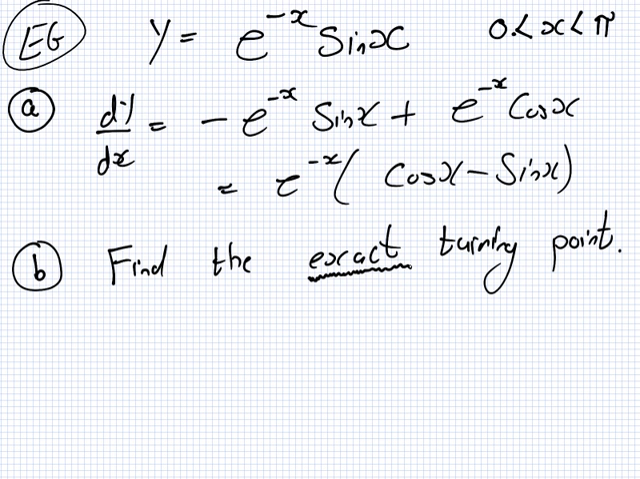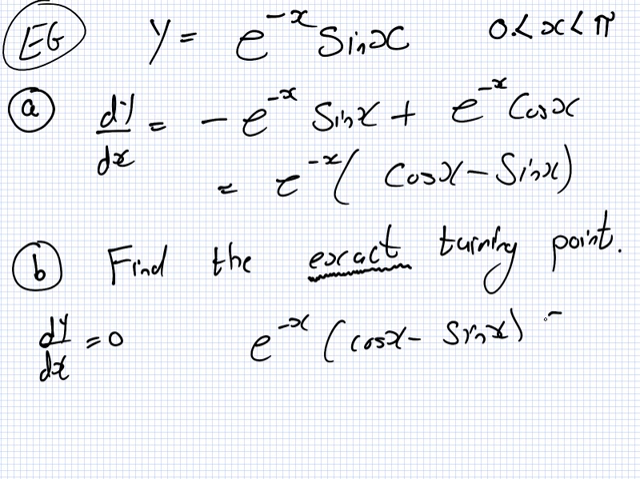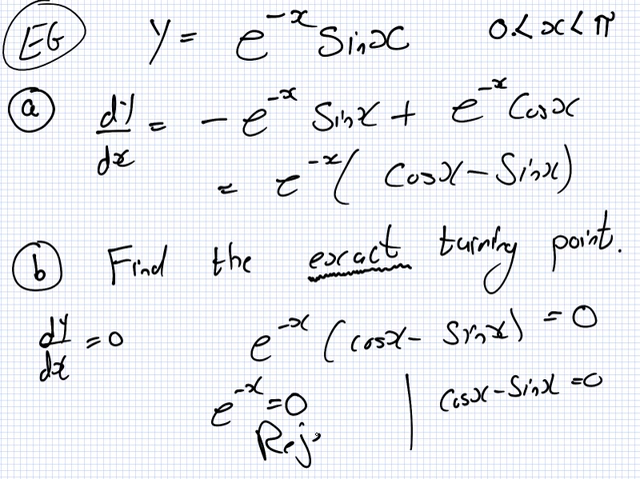Okay, let's have a look here. This one's a bit tricky. How do we find the turning point? The derivative equals 0. But this looks like a pretty tricky equation. How can we solve this? Well, it's actually not as bad as it looks at first. Because this is equal to 0, you have two possibilities: either e to the minus x equals 0, or cos x minus sin x equals 0. But the first we reject, because e to the power of x is never 0. So the answer must come from this part.